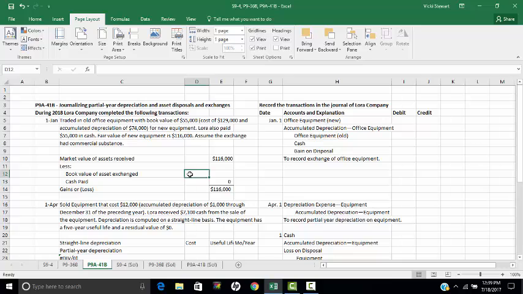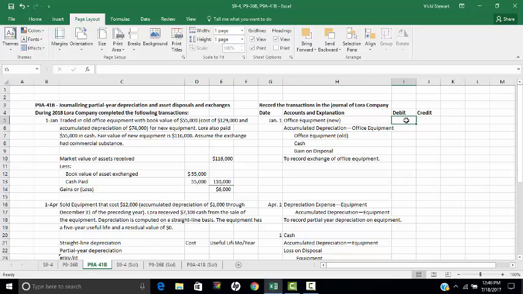The first thing that we gave up, of course, was the old equipment that we traded in. So the book value of the old equipment, the problem stated, was $55,000, which is the difference between the cost and the accumulated depreciation. But we also had to pay another $55,000 in cash. So altogether, we gave up an asset and paid cash that totaled $110,000. But since we got an asset that was worth $116,000, we actually realized a gain on this exchange of $6,000. So now we can record the transaction.